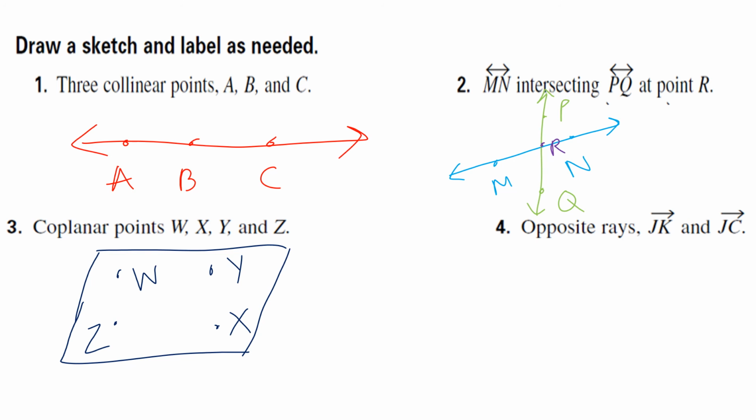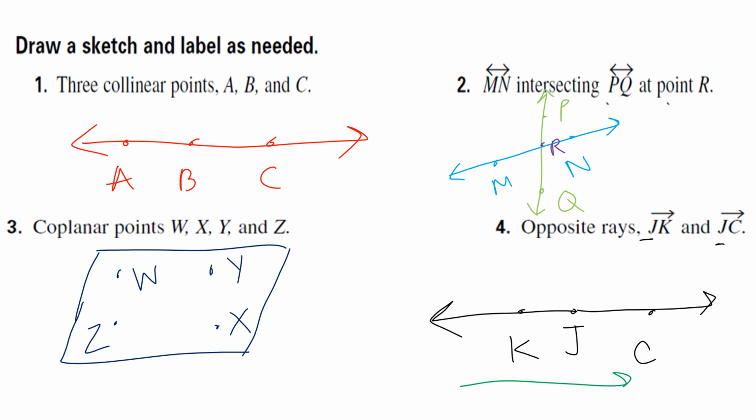And then for number 4, opposite rays, you have JK and JC. Because they both have that J in common, that is your endpoint for both. So I'm going to make that a J, and then it does not matter what order you put them in, because the notation for rays is the same. You just have to make sure that the endpoint is the same. So you could have that, or you could also have the C first and the K last. Does not matter which way.